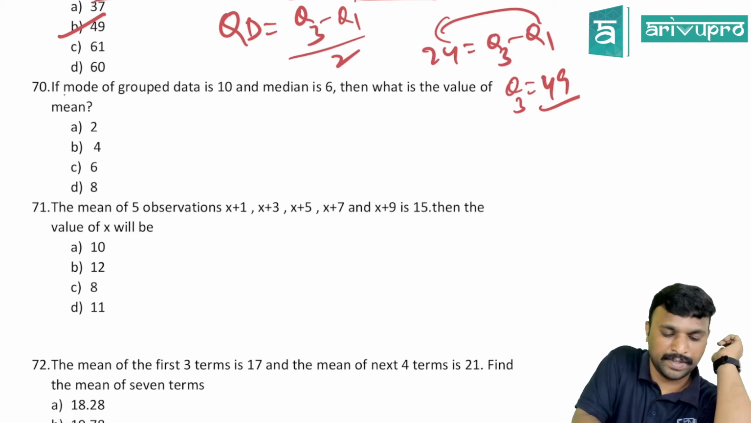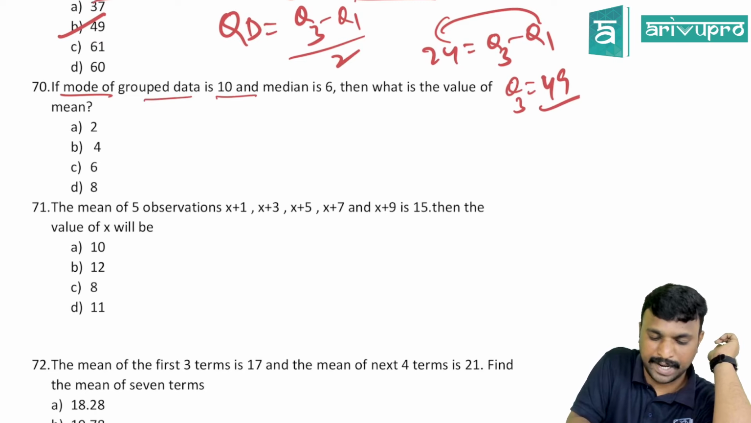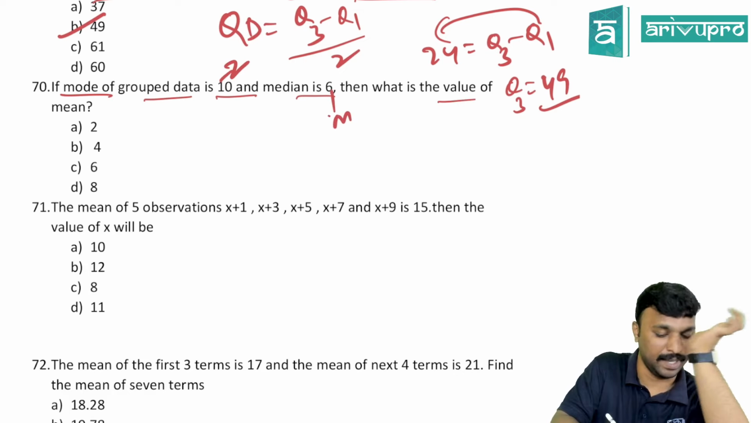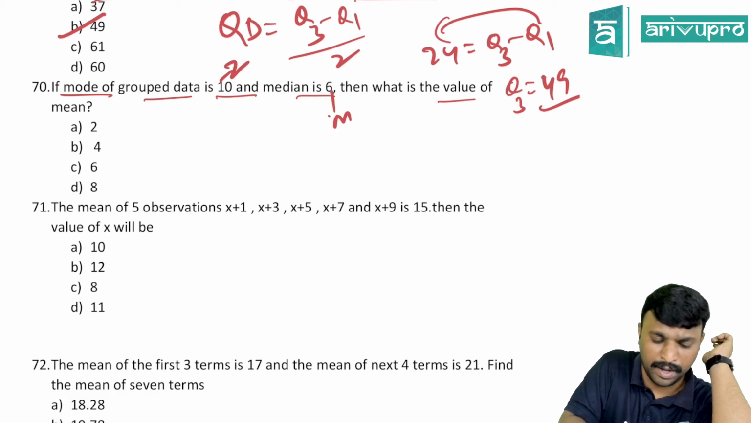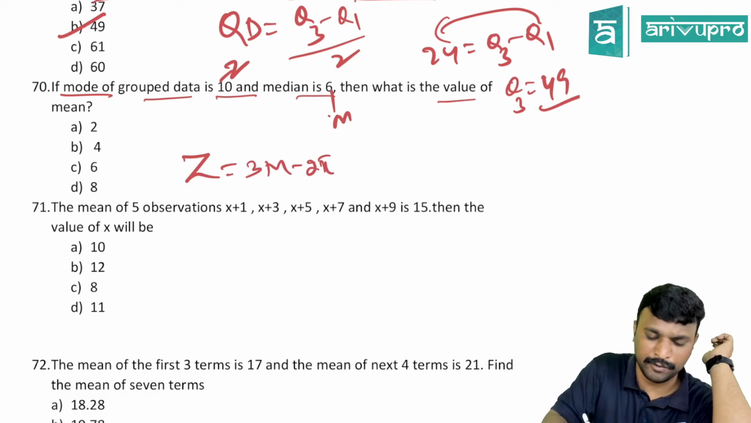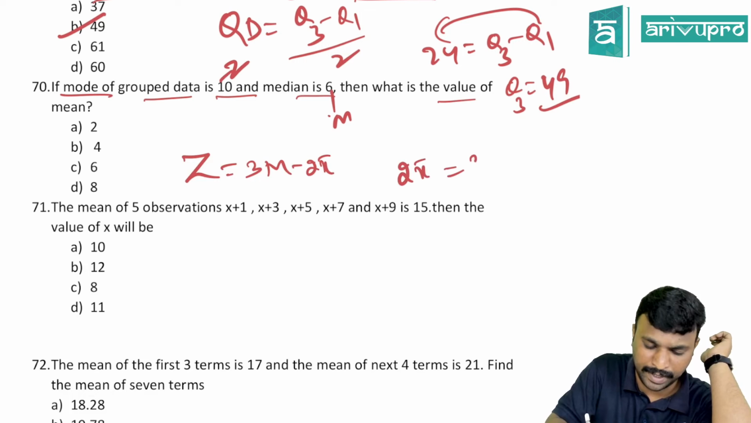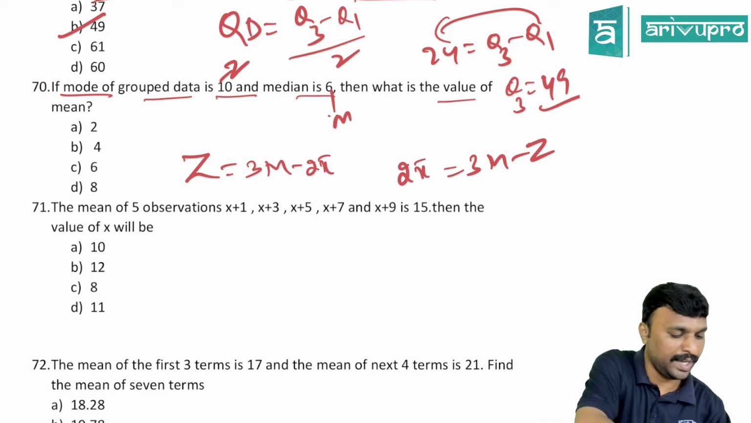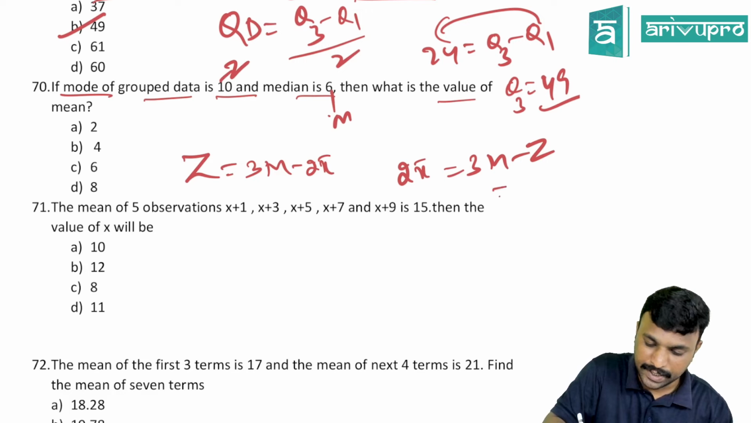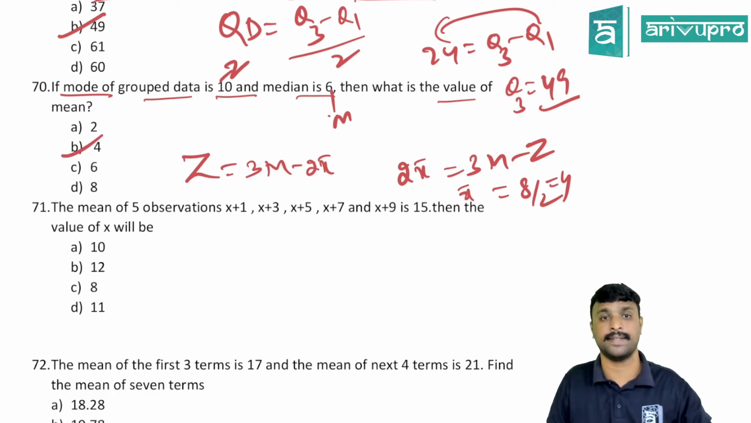Guys, the next question, if the mode of the group data is 10 and the median is 6, then the value of mean is, guys, what's the relationship between mean, median, mode? Mode is equal to 3 median minus 2 mean. We need to compute the value of mean. So 2 mean is equal to 3 median minus mode. So 3 into median, what is median? 6, minus mode is 10. The result is 8. So 8 by 2 is the mean, which is nothing but 4. Option B is the right answer.